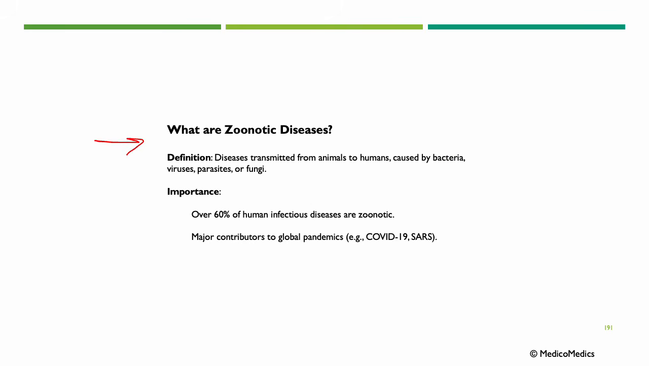Now, what are zoonotic diseases? These are diseases transmitted from animals to humans, caused by bacteria, viruses, parasites, or fungi. Why is this important? Because over 60% of human infectious diseases are actually zoonotic.